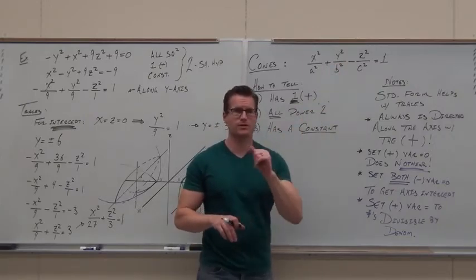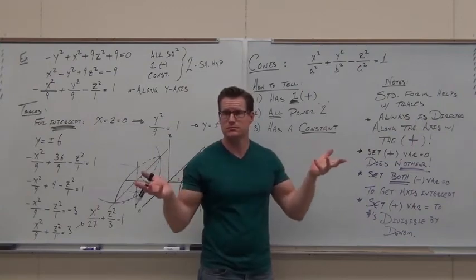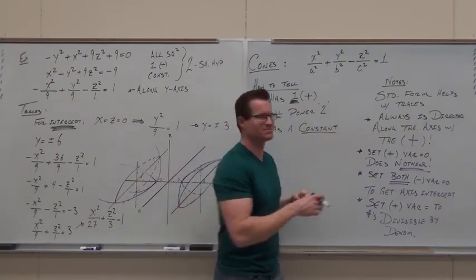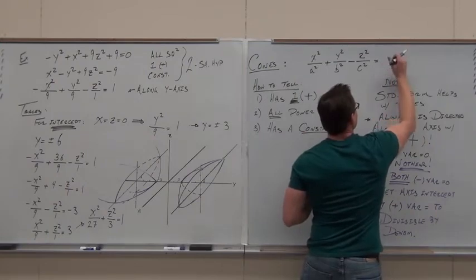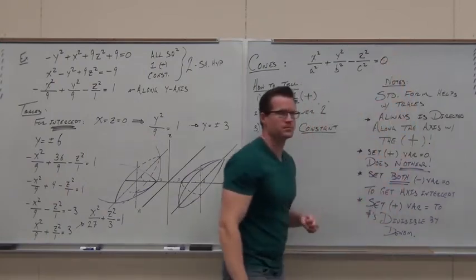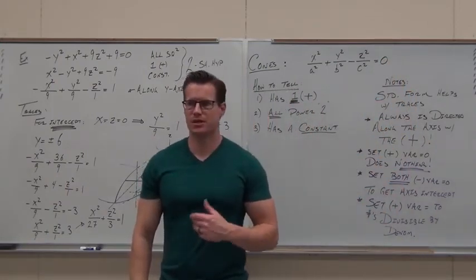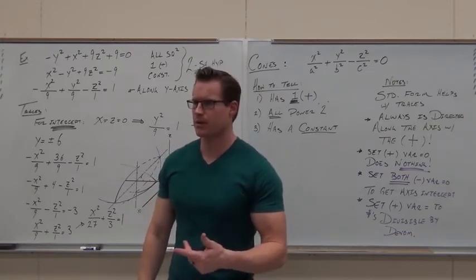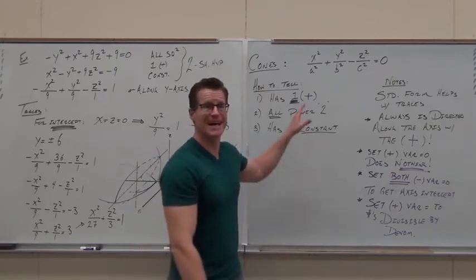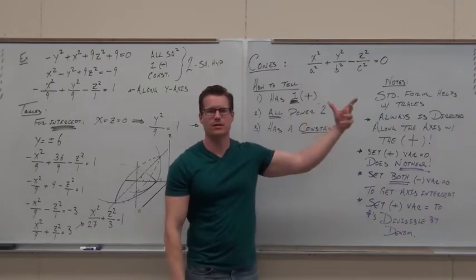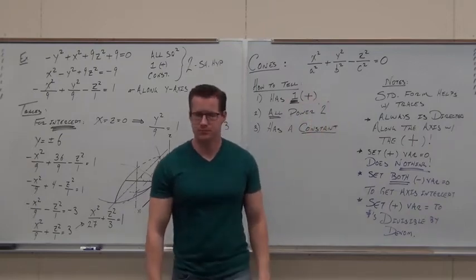1 minus. 1 minus. 1, all squared, and a constant. Cone. It's the only difference. Do you see why you need to be familiar with these things to get them right? Because if you have the same exact setup, but you don't have that constant, that's now a cone.